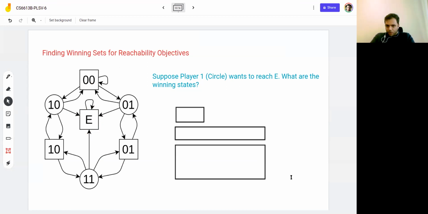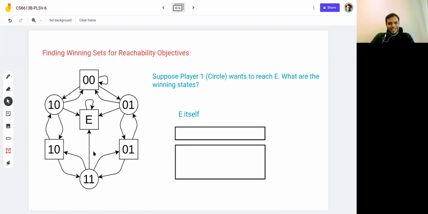Okay, we have some answer here, but I want to do it a little bit more systematically. So what I want to say is that, first of all, if you start the game at E itself, you have definitely visited E, and player one has definitely won, right? So E itself is definitely in the winning set of player one. Now, what else is in the winning set? So player one controls the circle vertices. If we are in 1, 0, 0, 1, or 1, 1, player one controls it and can just directly go to E. So in other words, these are also winning states for player one.